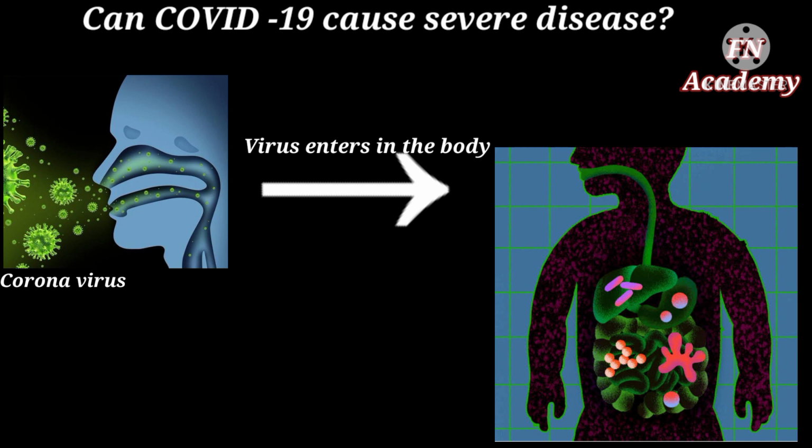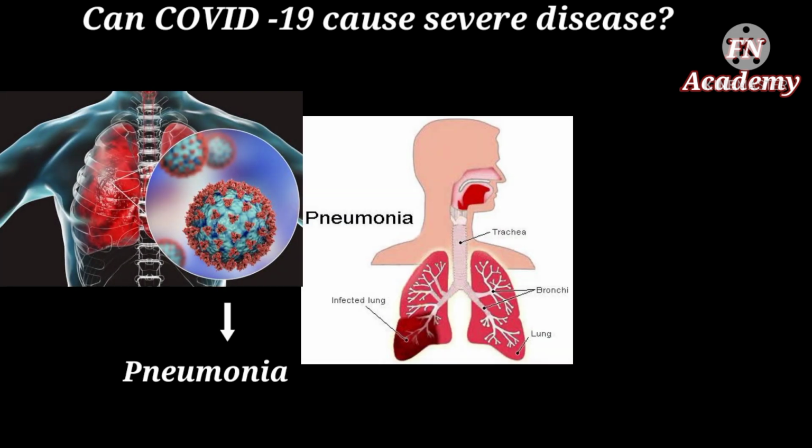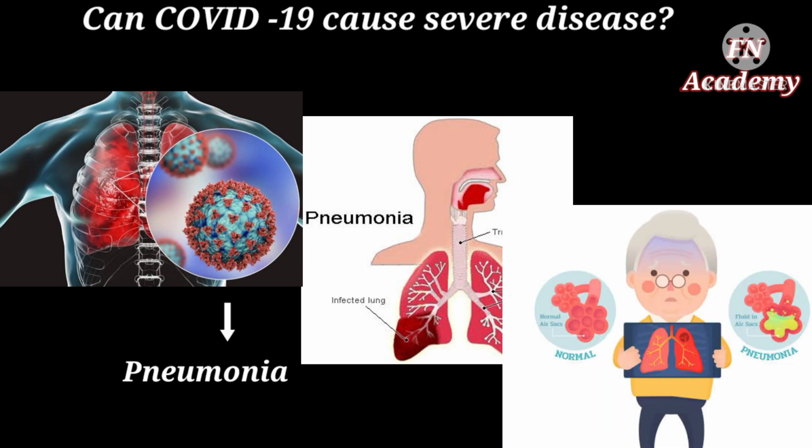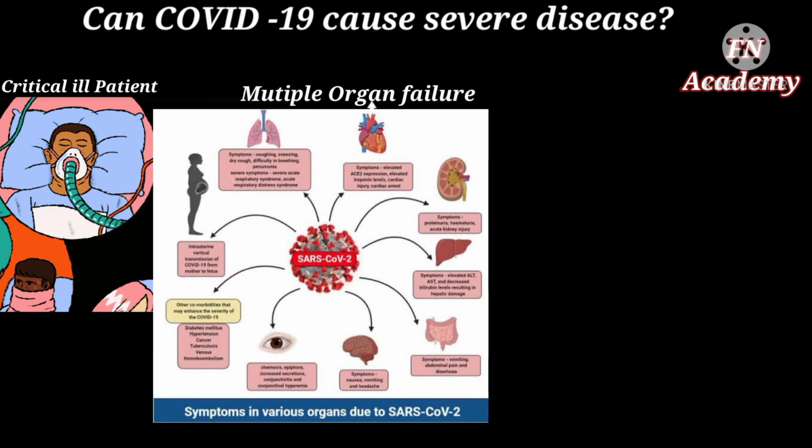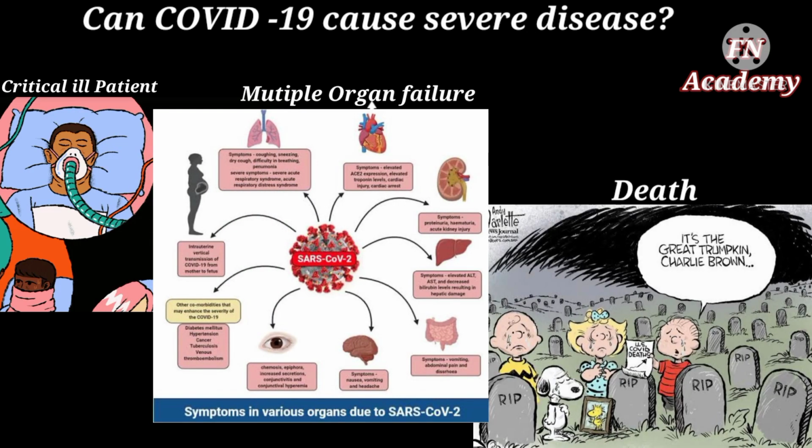Now coming to our next question, can COVID-19 cause severe disease? And the answer is yes. Once the virus is deeply embedded in the body, it begins to cause more severe disease, like say, pneumonia, a severe lung infection. In some people, it can be fatal, especially among the elderly and those with respiratory disorders. COVID-19, the disease the novel coronavirus causes, can spread to the lungs, causing pneumonia. And in critically ill patients, multiple organs are often affected. And in even more severe cases, infection can cause death also.